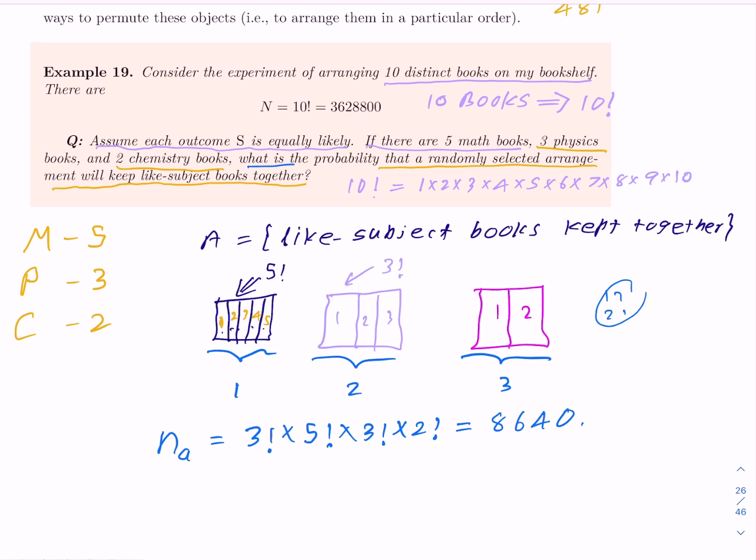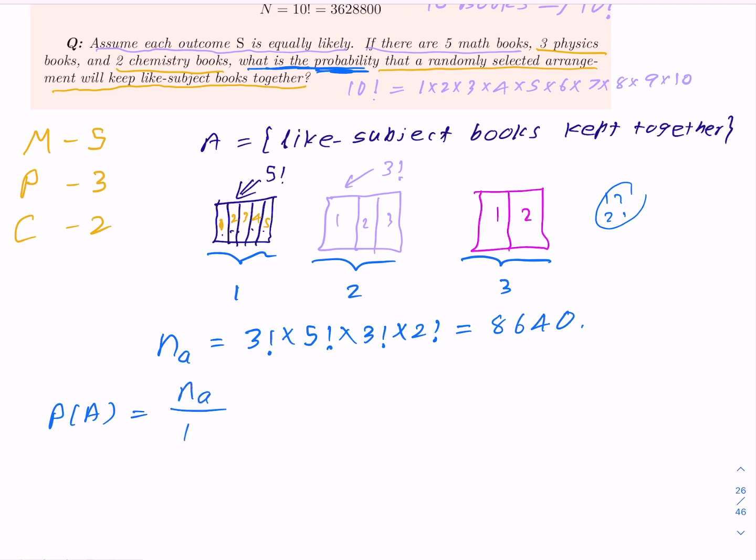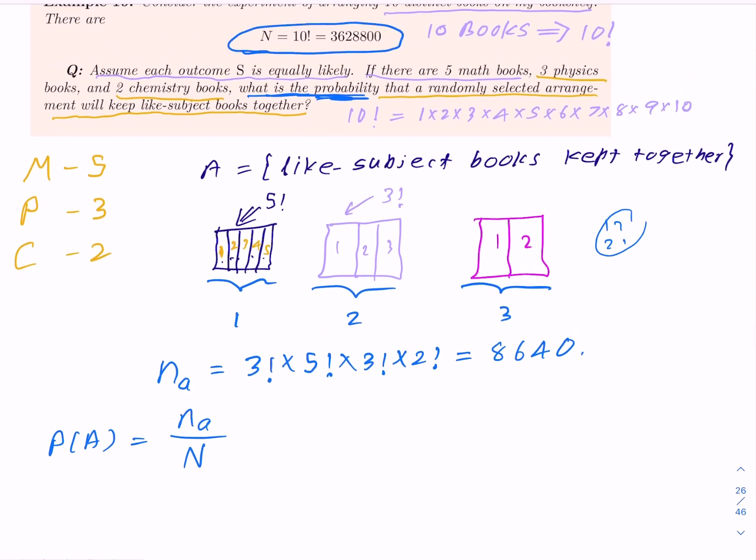Now they are asking for the probability. The probability of A is the number of elements of A divided by the total number of elements in S. Without any conditions, we arrange all 10 books, so the number of elements in S is factorial 10, which is 3628800, and in the numerator we have 8640.